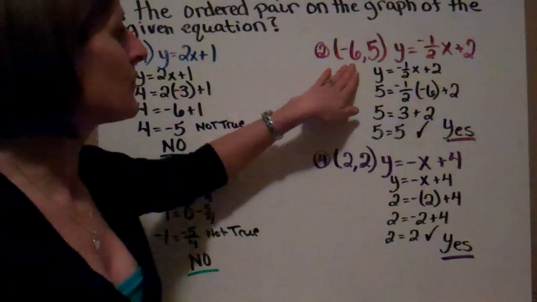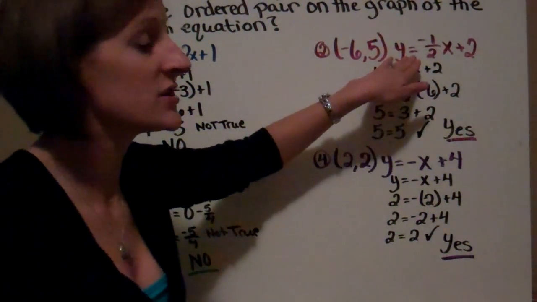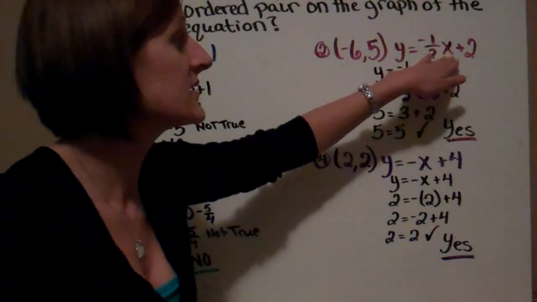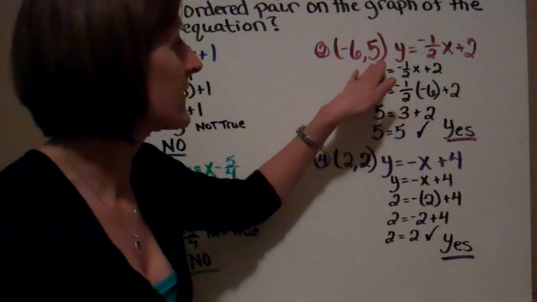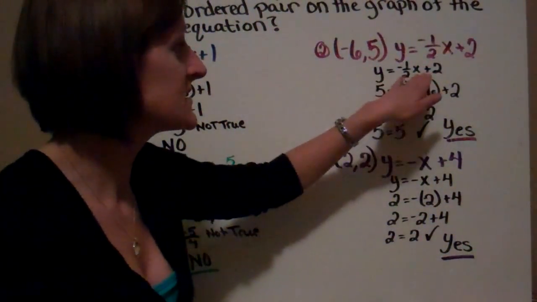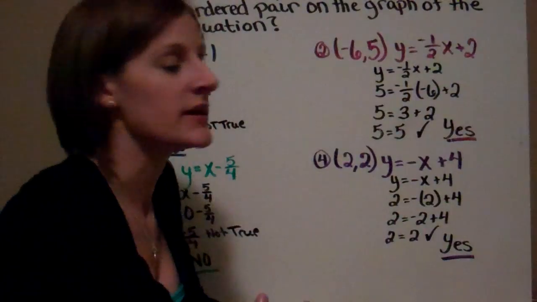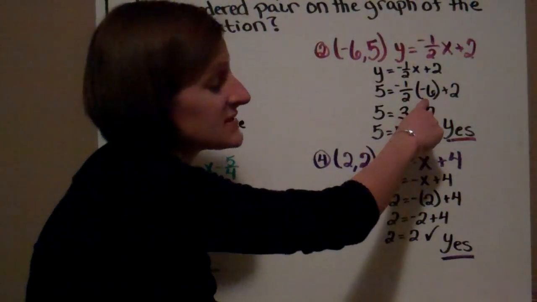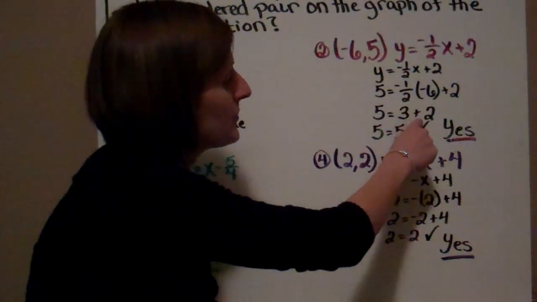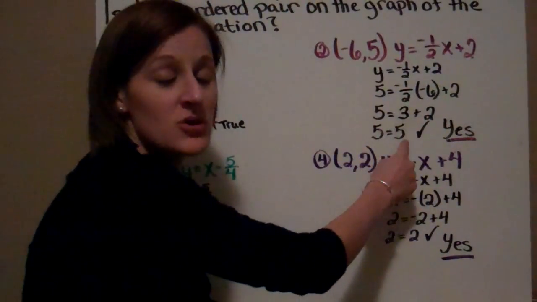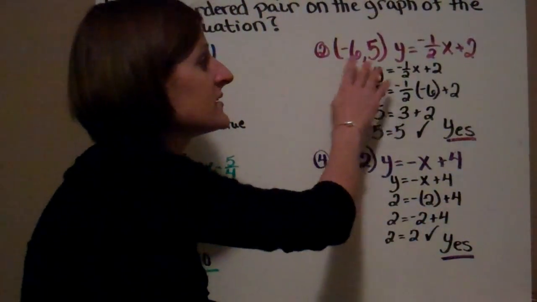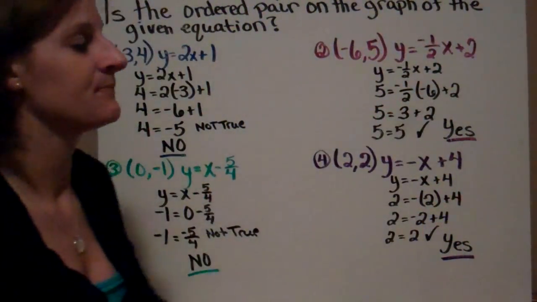On number 2, I have the point (-6, 5) and the equation y equals -1/2 x plus 2. Okay, plug in 5 for y, -6 for x, and then solve it. So -1/2 times -6 is 3. 3 plus 2 is 5, and since both sides equal each other, this point does lie on this line.